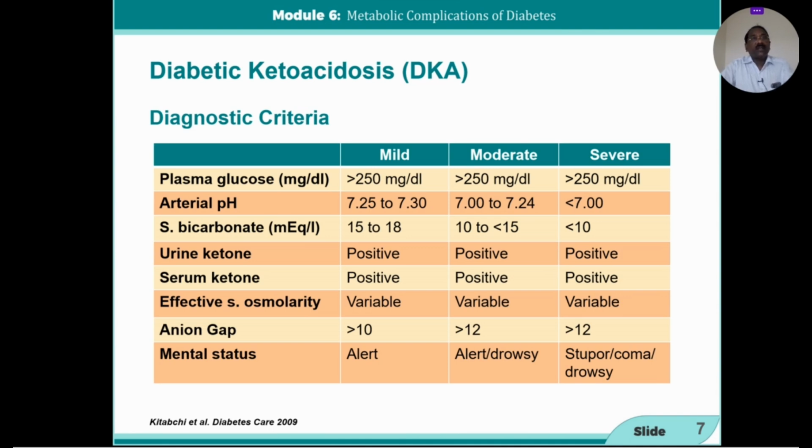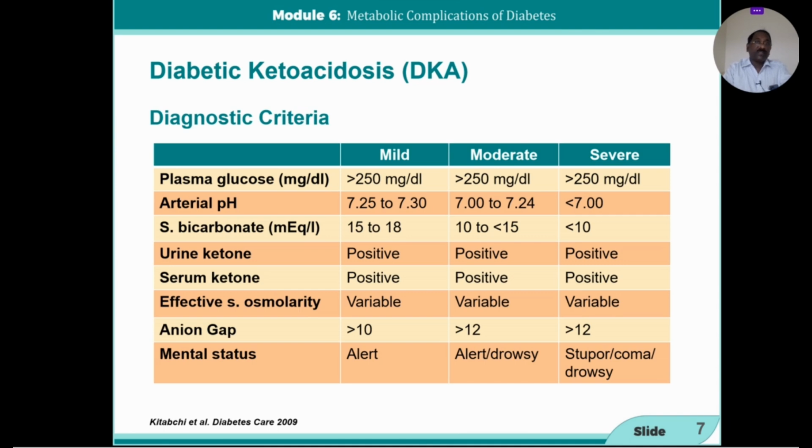But severe DKA should be admitted in the ICU under a physician's care and endocrinologist care. Okay, so this is very important. And don't send all the mild DKAs to the higher centers. Even mild DKA you can treat with your IV fluids, normal saline, and with your insulin therapy.